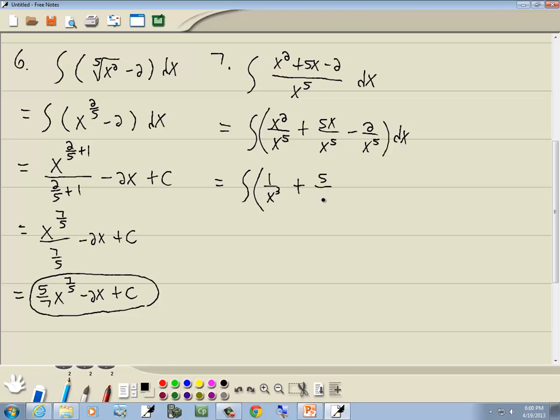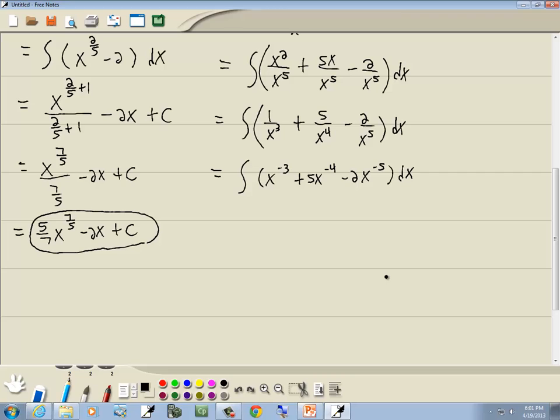Plus 5 over x to the 4th minus 2 over x to the 5th. Well, if you have x to a power down your denominator, you can take it and move it up on top. So this becomes x to the negative 3 plus 5 x to the negative 4 minus 2 x to the negative 5 dx. Anytime you move x to a power opposite where it's at in a fraction, the sign of the exponent changes. And now everything's x to a power. Now you can have numbers in front of the x.